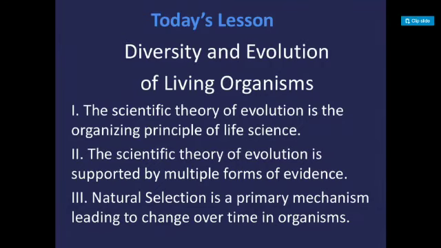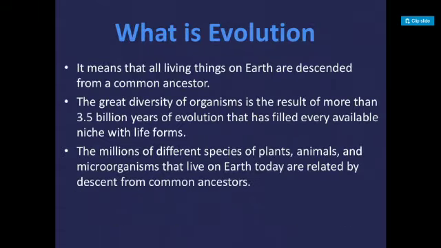Now, moreover, we will see what the relationship is between diversity and the evolution of living organisms. The scientific theory of evolution is the organizing principle of life science. The scientific theory of evolution is supported by multiple forms of evidence. Natural selection is a primary mechanism leading to change over time in organisms. So what is evolution? It means that all living things on earth are descended from a common ancestor.